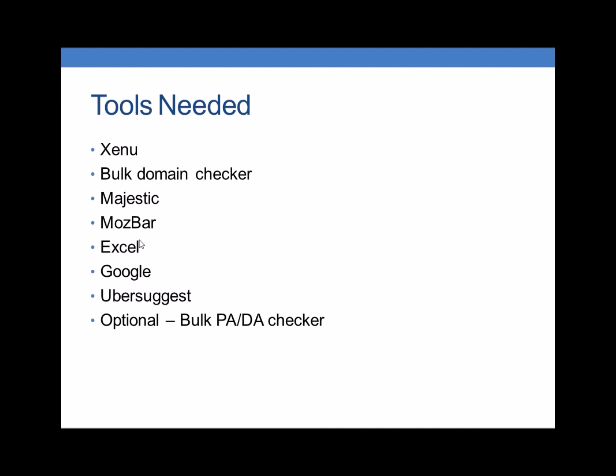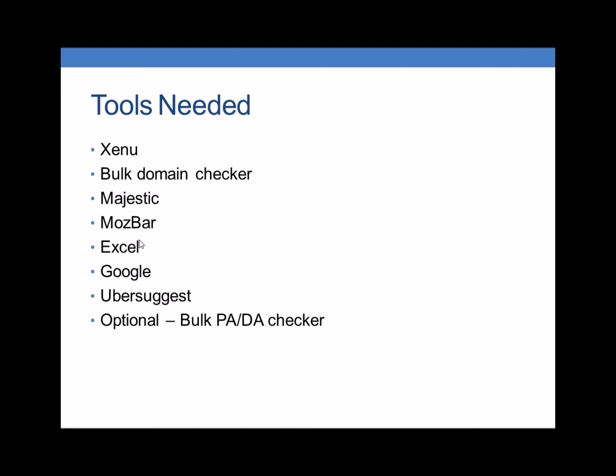I personally love Majestic. I would gladly pay $80 each month for it. I use it almost every single day to find domains, do niche research, check on any new links, everything like that. I really love Majestic SEO and I highly suggest it. But a lot of people don't have that kind of money to spend each month on something like that. For those of you that don't have it, an optional one is the bulk page authority, domain authority checker, which I will talk about a little bit later.